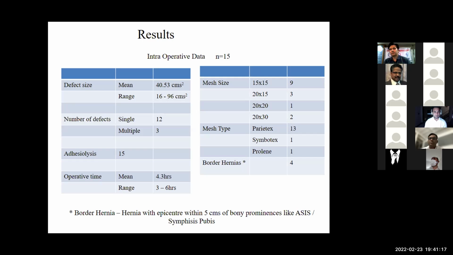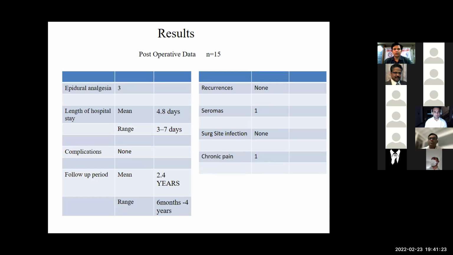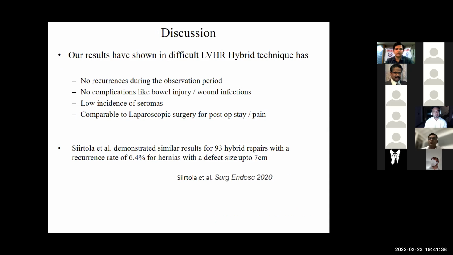Of all the 16 hernias, 4 were borderline hernias. In 3 patients, epidural anesthesia was required. Mean length of hospital stay was 4.8 days. Follow-up period was 2.4 years. Seroma formation was seen in 1 patient and chronic pain was seen in 1 patient.